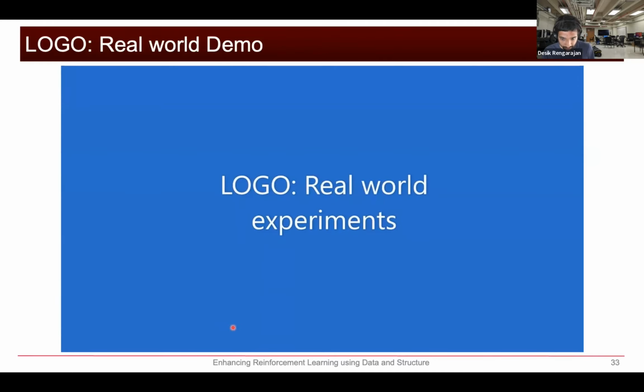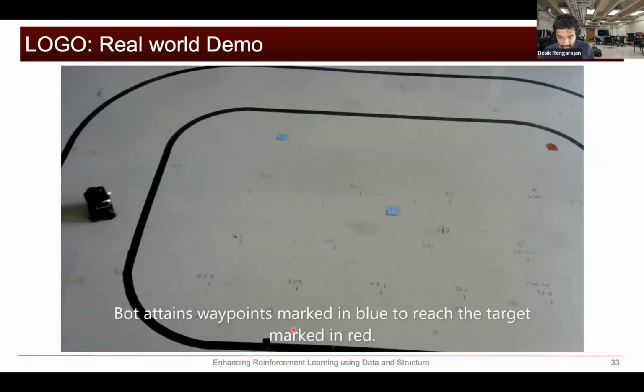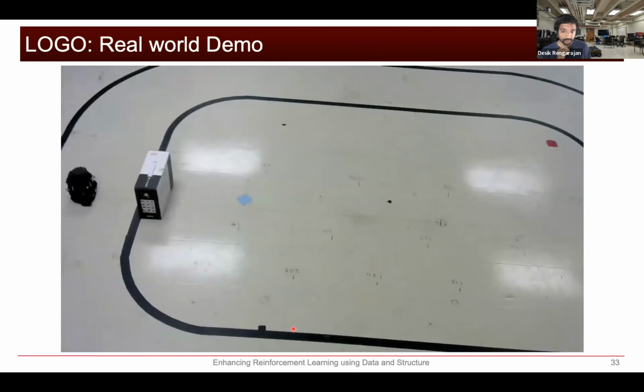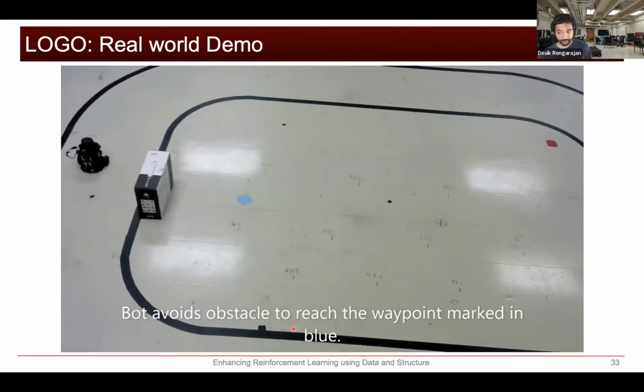I have a video for this. Initially, we show that we can also do waypoint tracking, where our bot is able to attain waypoints marked in blue and reach the target marked in red. This experiment, again, I've skipped over because of the constraint of time, but this is also one that we show. And in addition to this, we also show that we are able to avoid an obstacle and reach the waypoint marked in blue.